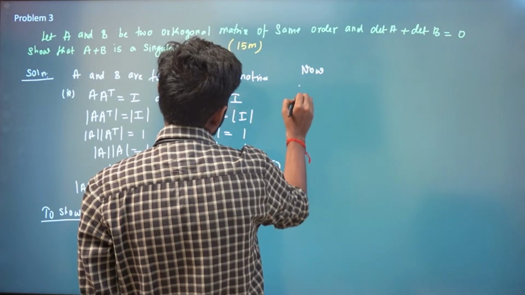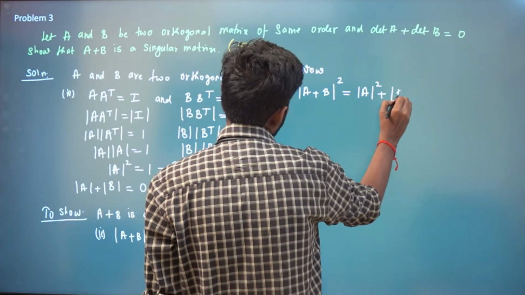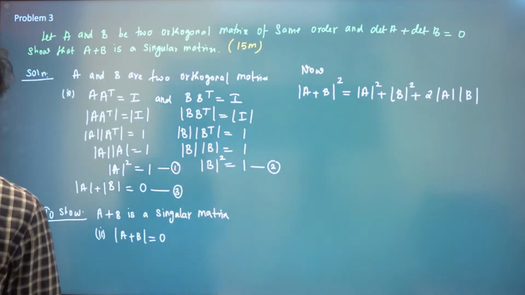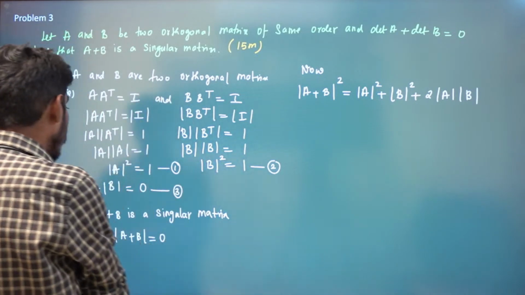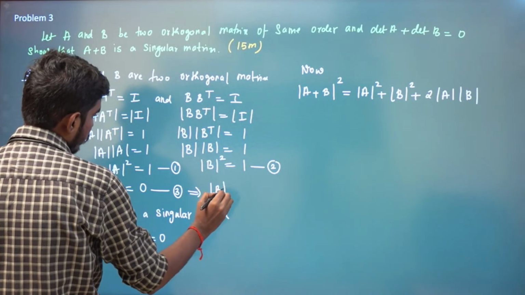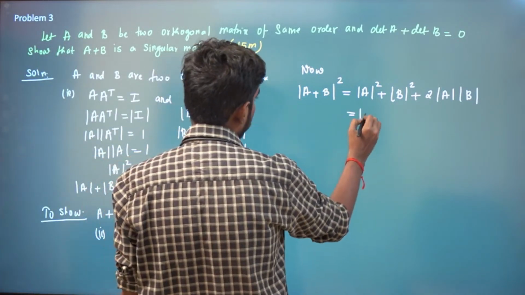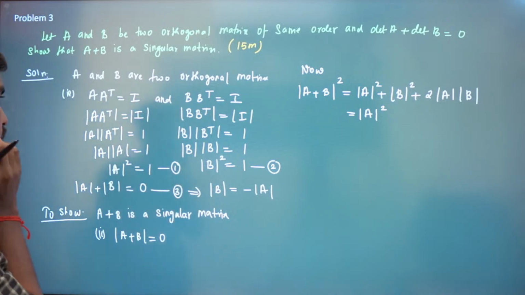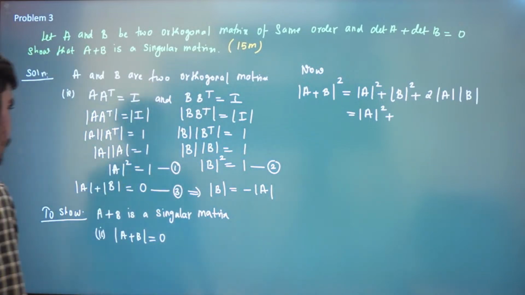Now I'll find determinant of A plus B whole squared. If I expand this, you will have determinant of A squared, determinant of B squared, plus 2 times determinant of A into determinant of B, right? Now, they have said that determinant of A plus determinant of B is 0. That means, can I write determinant of B is equal to minus determinant of A? So determinant of B squared is determinant of A squared.